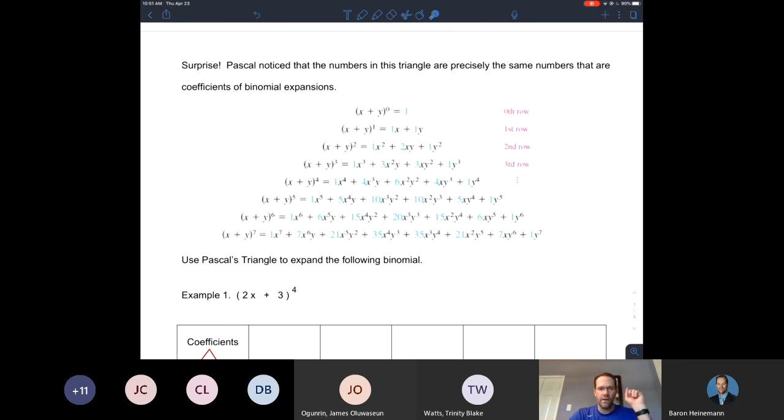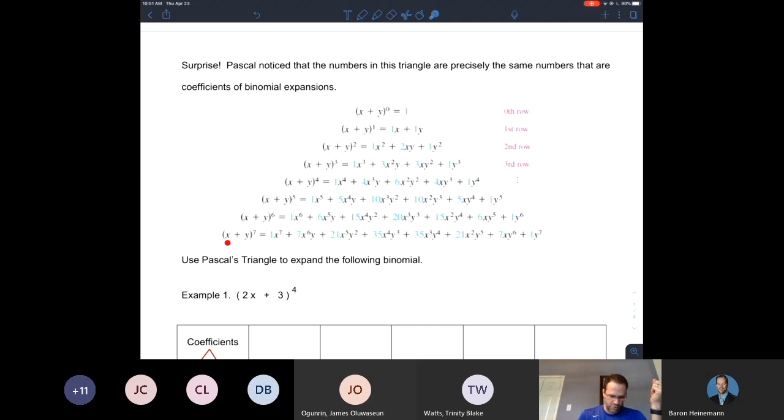All right. Our job is to be able to take expansions that are a little more complicated, not x plus y, that's easy, right? Those are just straightforward as can be. But what if I change it? What if I do 2x? And what if it's not y, but 3?